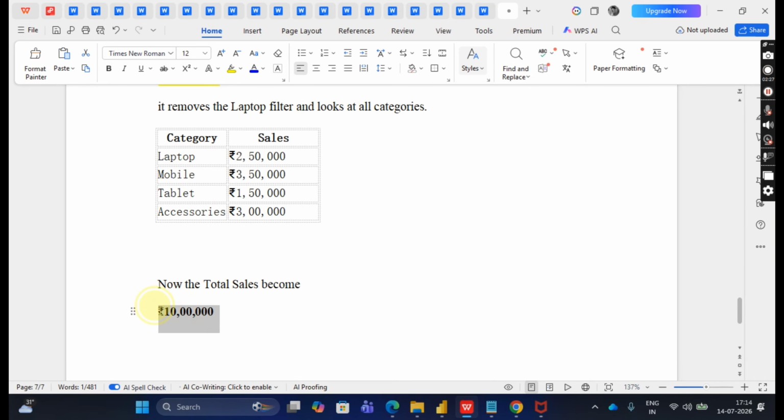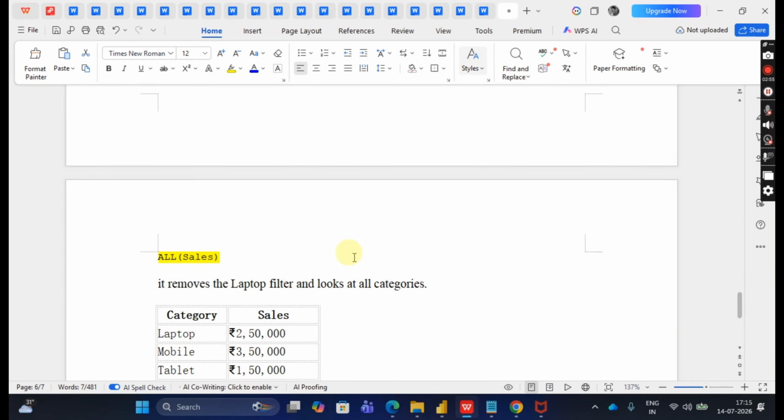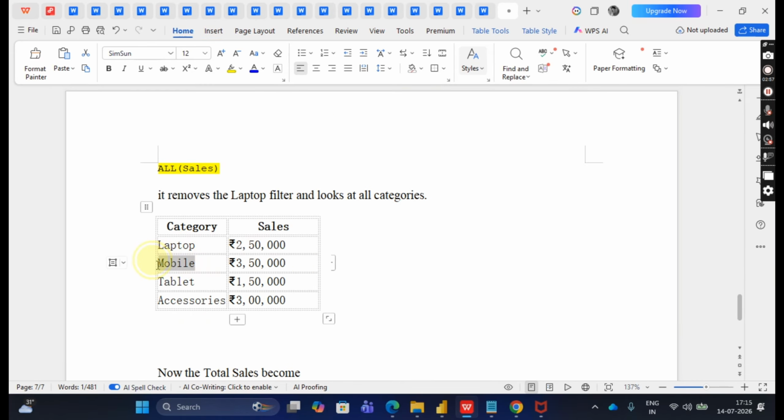Final calculation: Power BI now performs the divide operation. Our numerator is the laptop sales, that is 2.5 lakhs, divided by our denominator, that is the total sales, which is 10 lakhs. So it becomes 0.25. If the measure is formatted as percentage, it will become 25%. So the percentage contribution for laptop in the total sales is 25%. In the same way, it will calculate the percentage contribution of each category for the total sales.